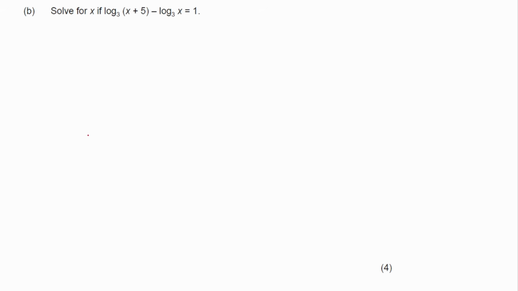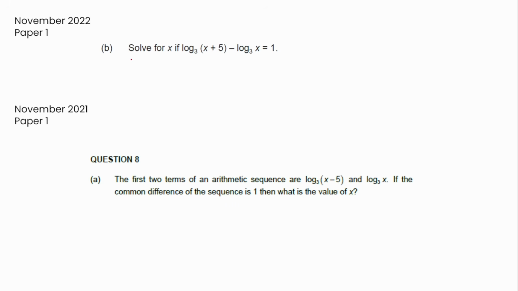Now for this next question, we have to solve for x if log base 3 of (x plus 5) minus log base 3 of x is equal to 1. One thing I found interesting is, if you look up here, this is a question we're just trying to solve, and this is from November 2022. But this question here below, although it's slightly different, instead of a plus, there's a minus there. But this is a very similar question. There's even the 1 here.